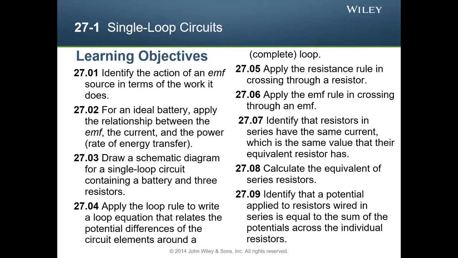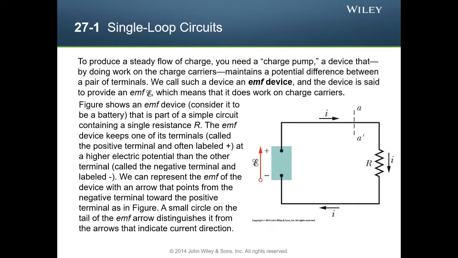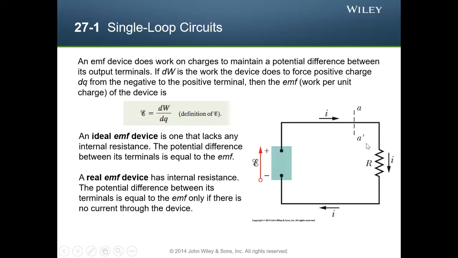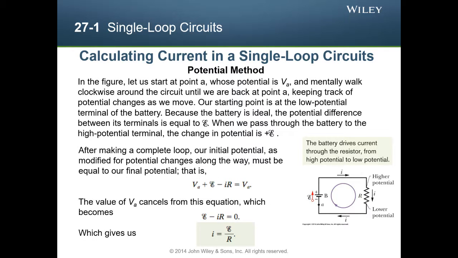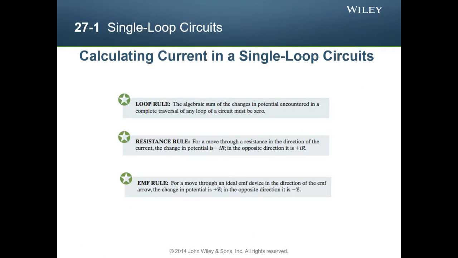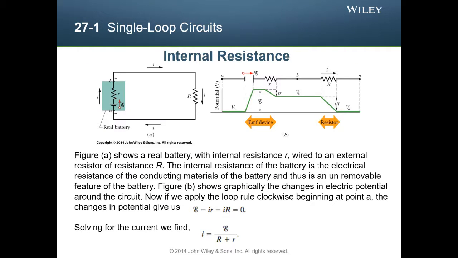Chapter 27 is about circuit theory, and most of you have learned it in your last semester. So this is a pretty simple one. E equals I out. So that's it. And yeah, V equals I out. And loop rule, resistance rule, EMF rule. Pretty strange.